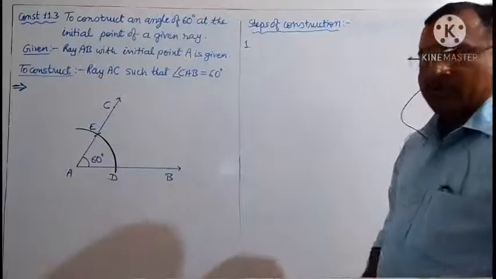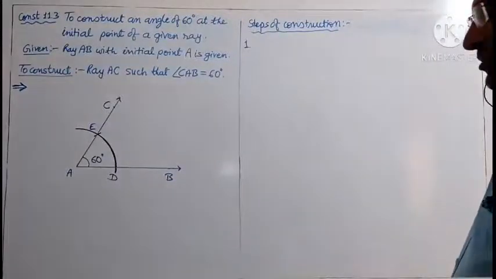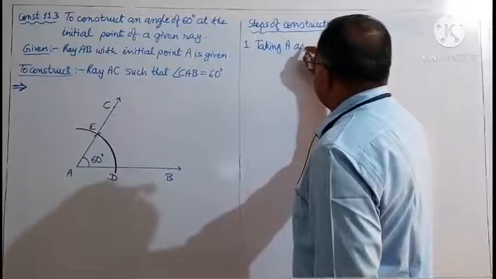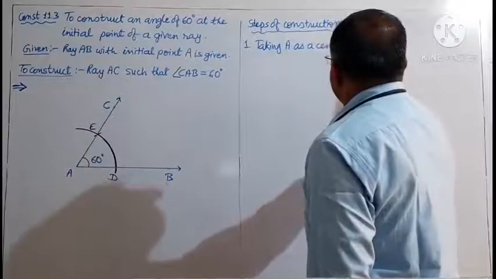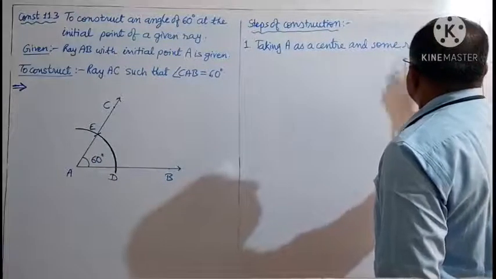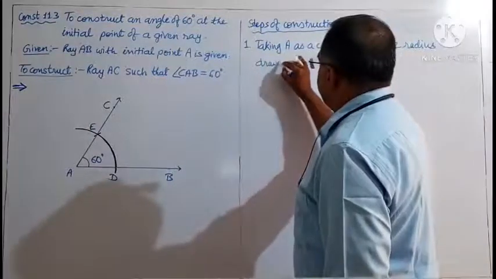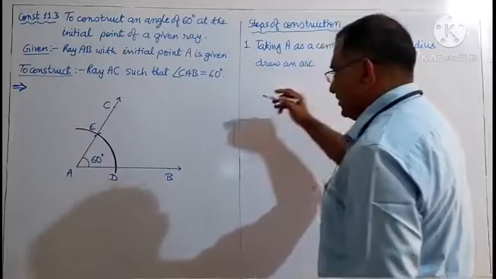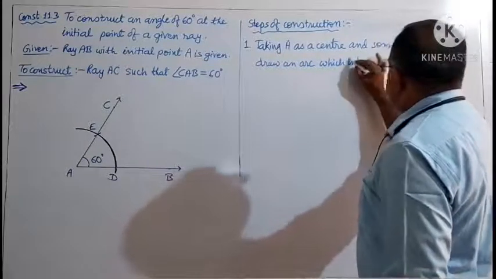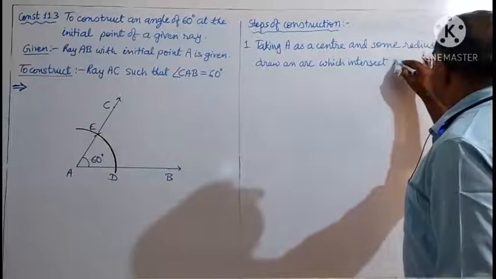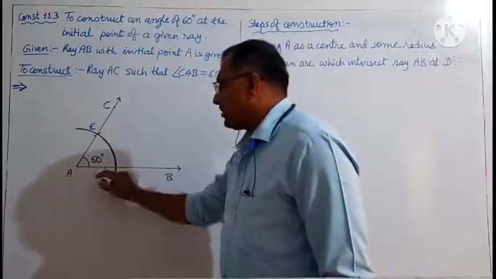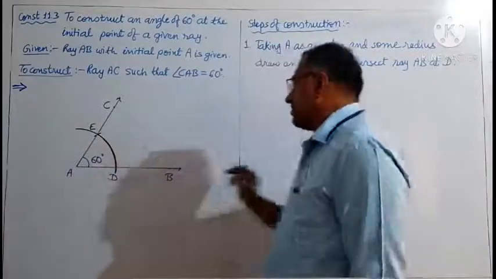Here ray AB is given. Then what we have done first, taking A as a center and some convenient radius, draw an arc which intersects ray AB at D. So here we have drawn this arc with some radius and center A which intersects AB at D.